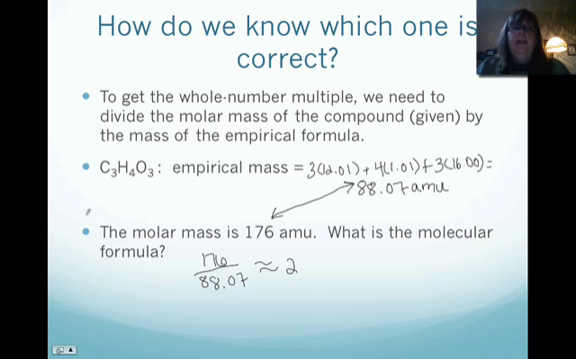Now you go back to your empirical formula and you multiply all those subscripts by that number. So it's C, 3 times 2 is 6, H, 4 times 2 is 8, O, 3 times 2 is 6. So that is our molecular formula. That's actually how we find this in nature. It's not the empirical formula, it's not the simplest whole number ratio. C3H4O3 is the empirical formula, but this is the molecular formula. You can check by taking 6 times 12.01, 8 times 1.01, and 6 times 16, and seeing if you actually get something close to 176.